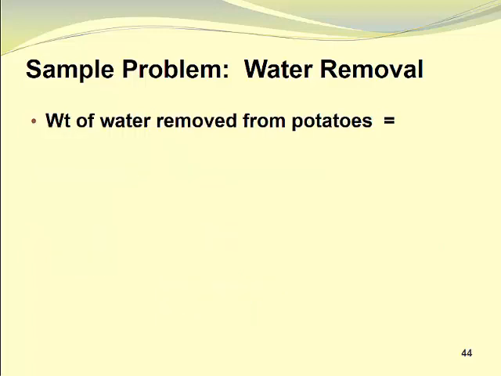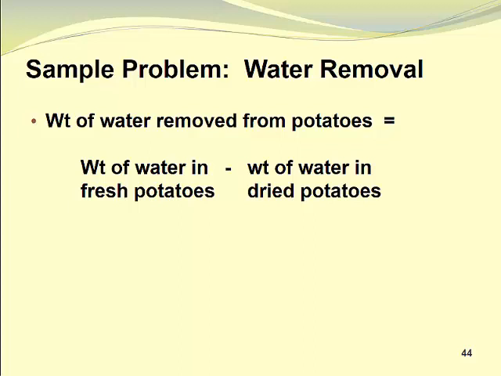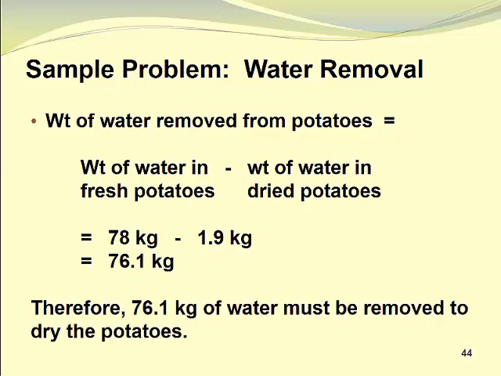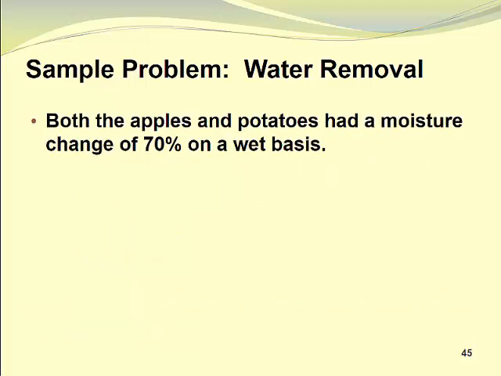The weight of water removed from the potatoes will be the weight of the water in the fresh potatoes minus the weight of water in the dried potatoes, for which we get the value 76.1 kilograms. So 76.1 kilograms of water must be removed to dry this batch of potatoes.